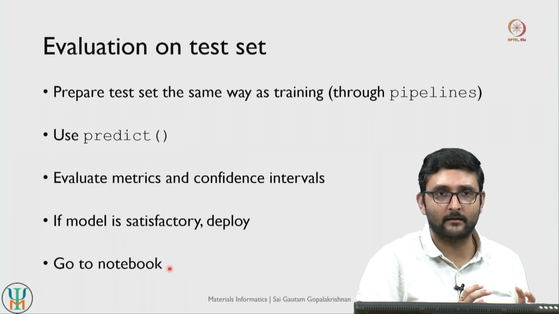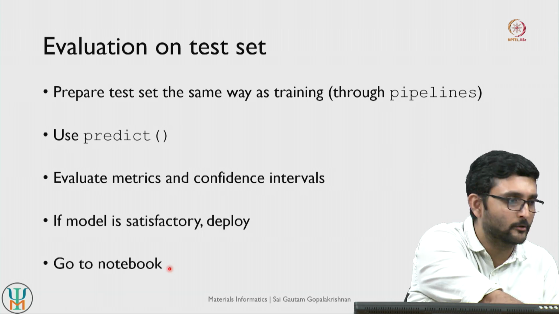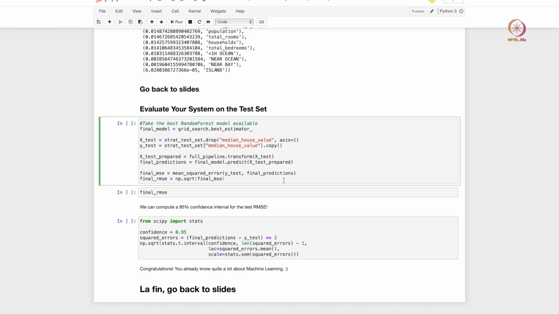So let us look at our evaluation, and let us go back to our notebook, right. The evaluation is fairly straightforward. So we take the best model that we got from our grid search CV.